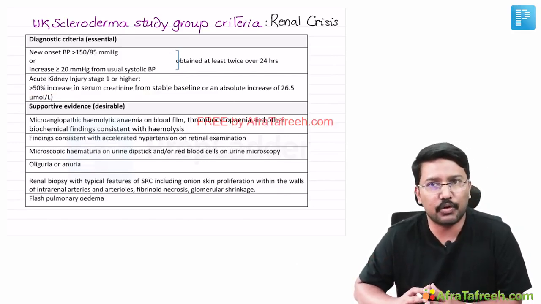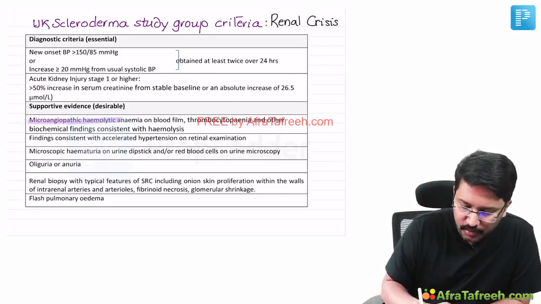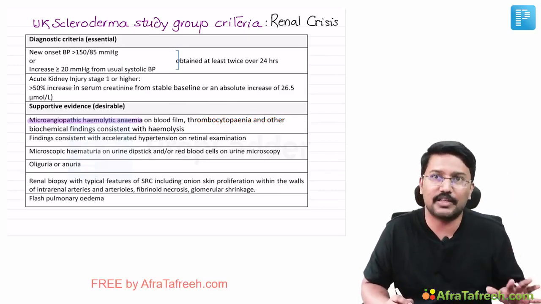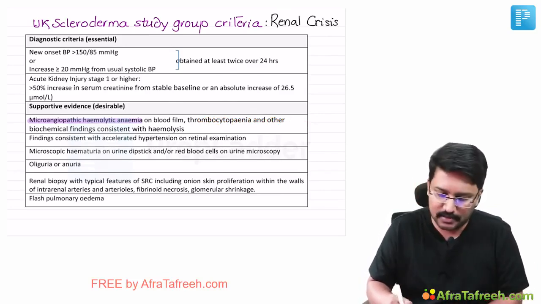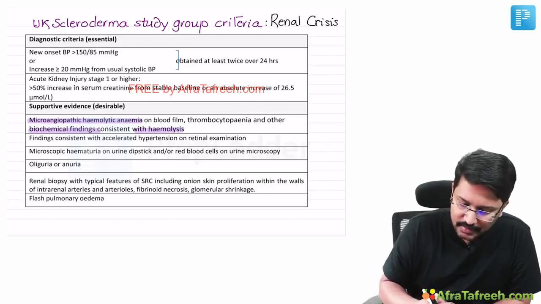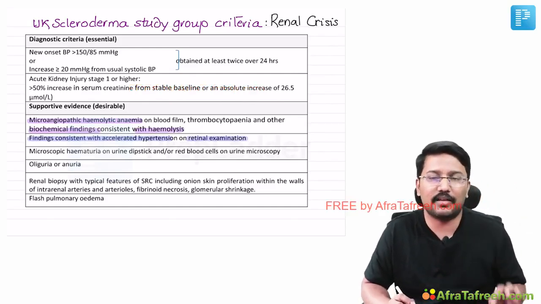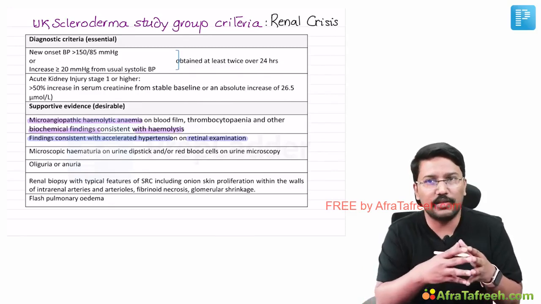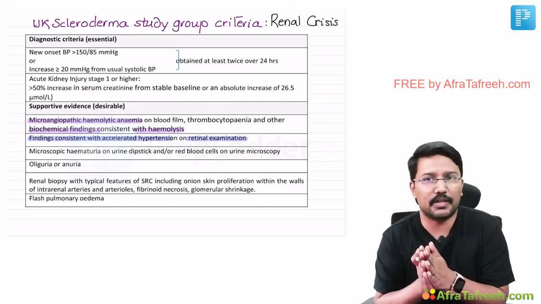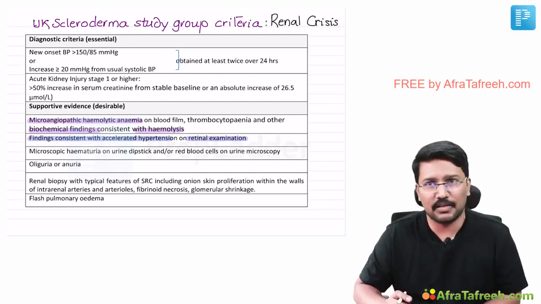Apart from that, yes, there are certain supportive criteria. What are the supportive criteria? Patient may be having microangiopathic hemolytic anemia on the blood film or evidence of that in the form of thrombocytopenia or other cell cytopenias, or in the form of biochemical findings consistent with the hemolysis. Right. Then findings consistent with accelerated hypertension on retinal examination, fundoscopic findings of accelerated or malignant hypertension. So when you do blood vessel biopsy or when you do fundoscopy, right, this characteristically resembles the malignant hypertension changes, because this is nothing but a malignant hypertension itself occurring in the backdrop of scleroderma, right?